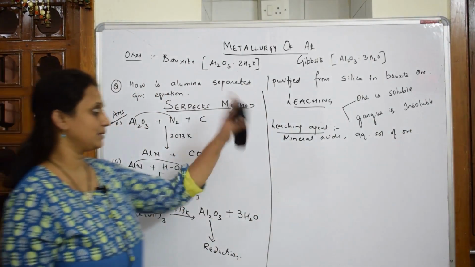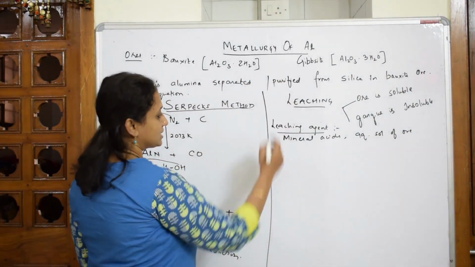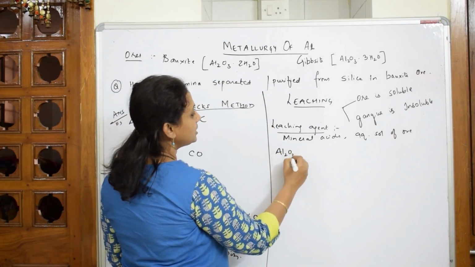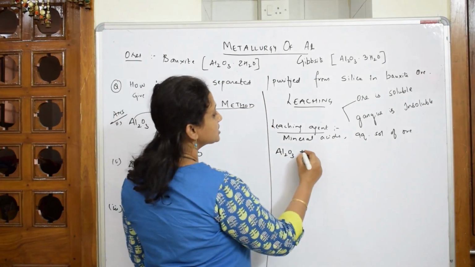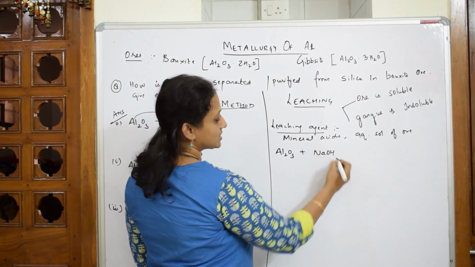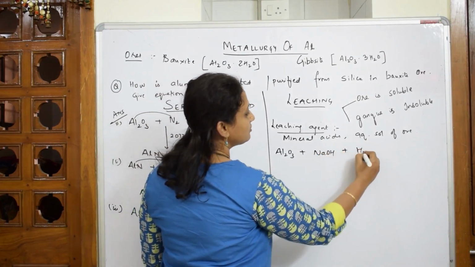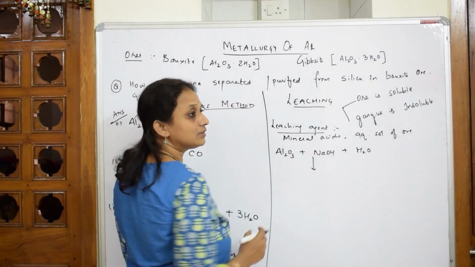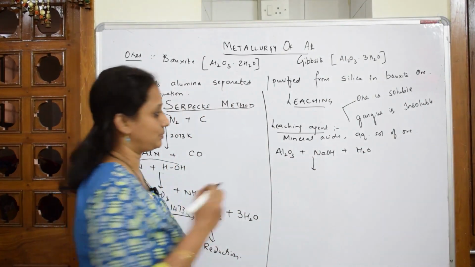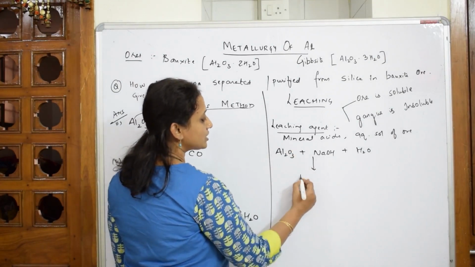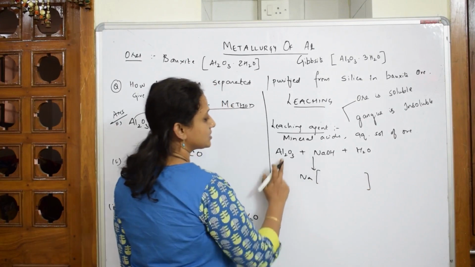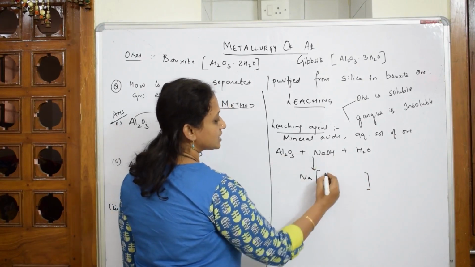So first, what am I going to do? I'm going to pick up your aluminium oxide, your bauxite ore, Al2O3. I'm going to fuse it with sodium hydroxide and, as I said, aqueous solution, water. Now this whole thing combines together and forms a coordinate covalent complex. How are you going to write? First, try to write sodium and write square brackets. Now aluminium combines with this hydroxyl group.